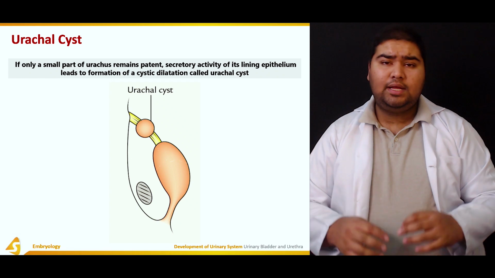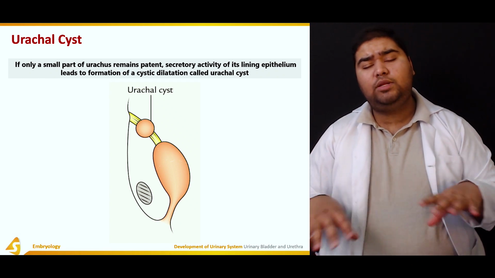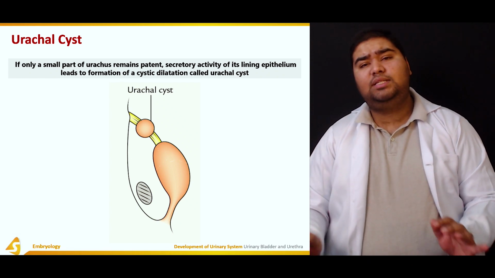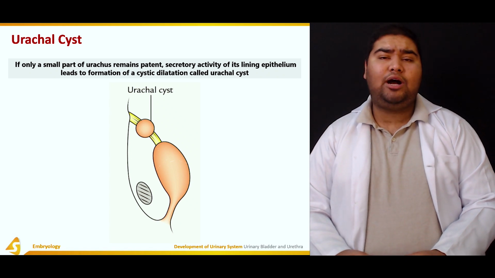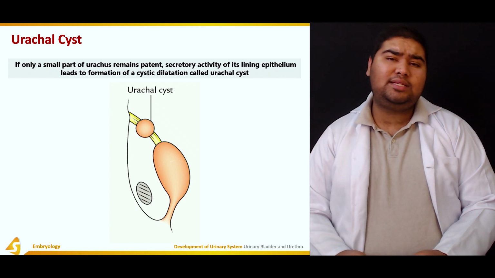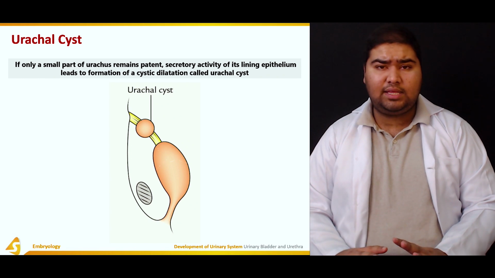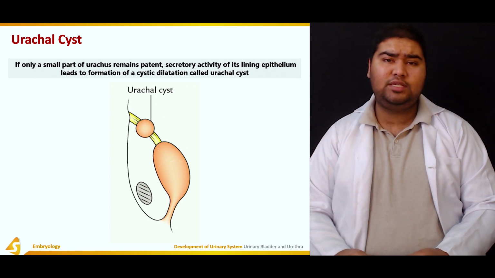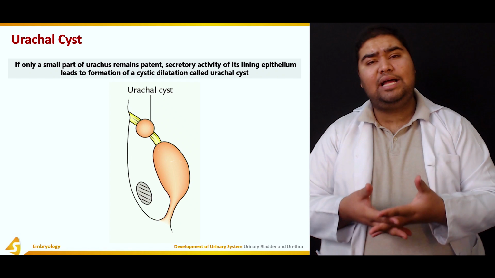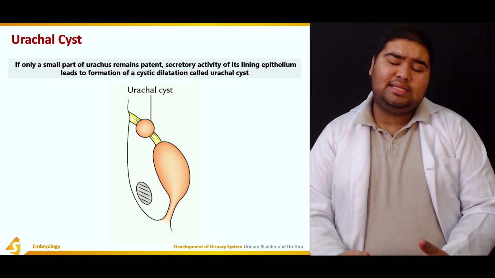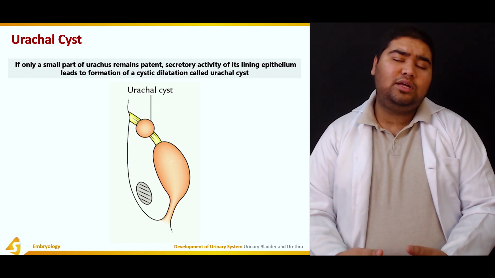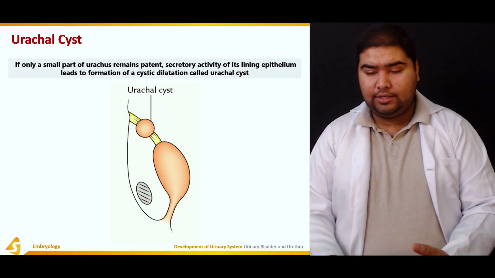So what happens? A small portion in between, of the entirety of the allantois, retains its lumen. Now the glands within this small portion continue to secrete their contents, as a result of which the glandular contents are collected and a cyst is formed, which is known as the urachal cyst.